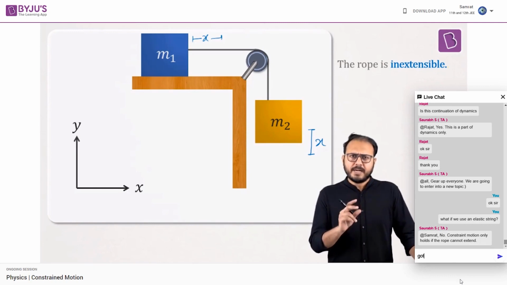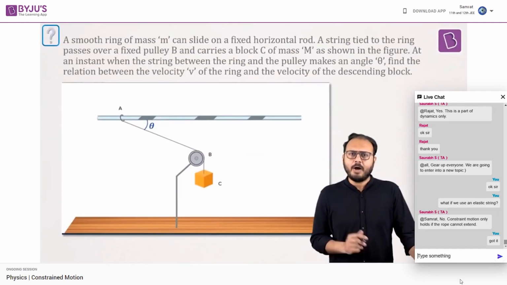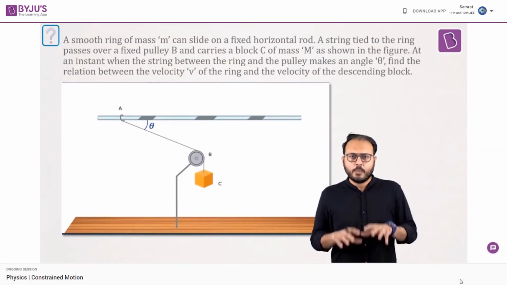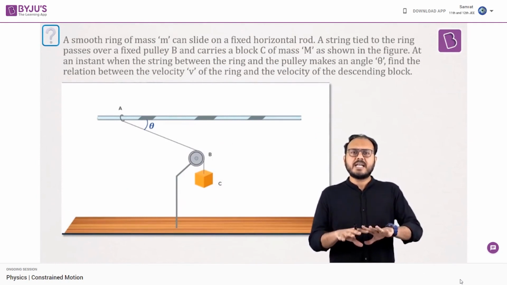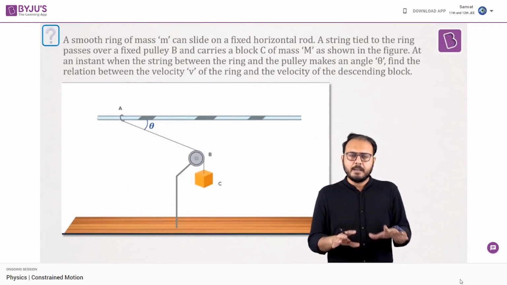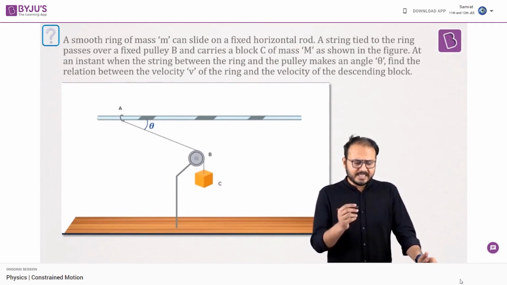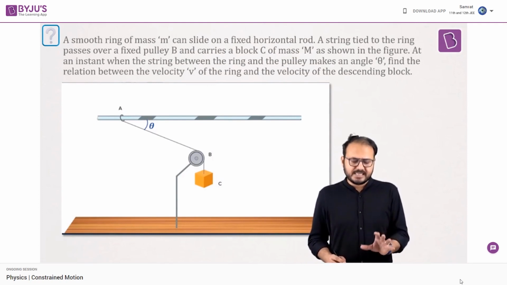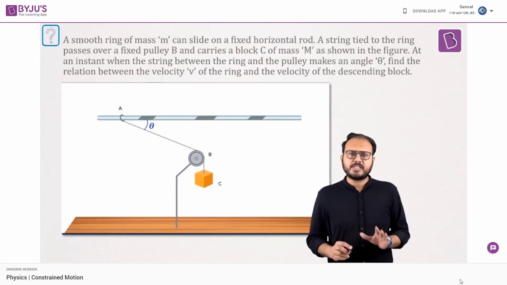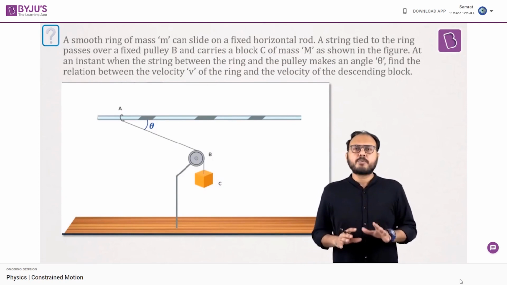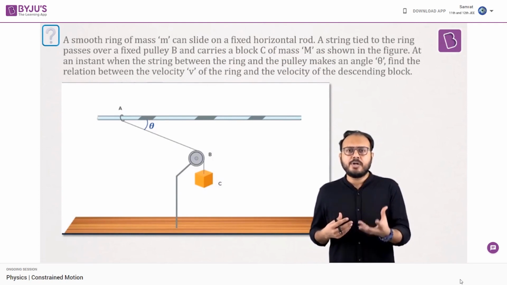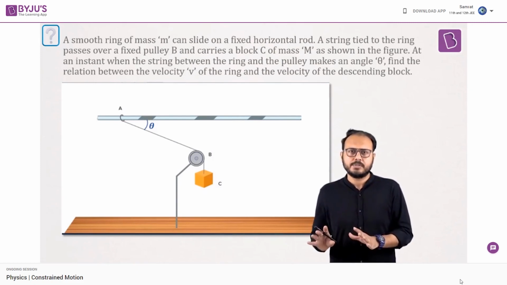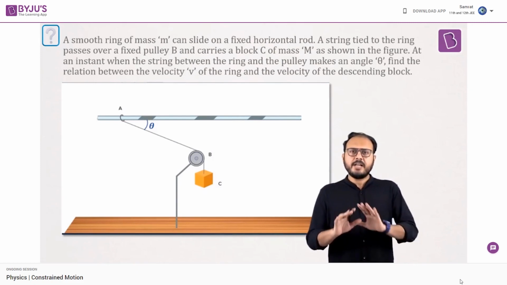Better? A little better? Let me make it even better. How about we address this concept with the help of another question, a better question, so that you understand not only the physics but also the math behind it. What you have is actually a smooth ring of mass m which can slide on a fixed horizontal rod. Let me read the problem out loud so that you have time to decode it. Then I will decode it for you before going into numbers. Deal? Let's read in parts.